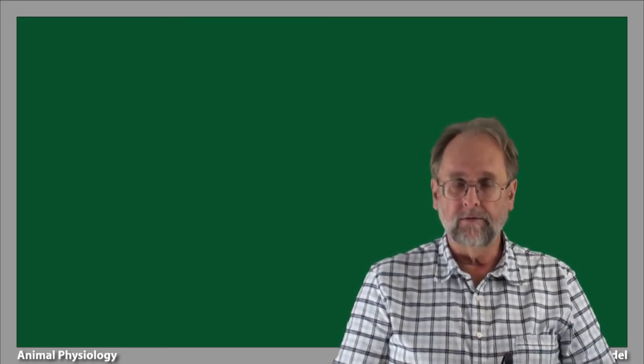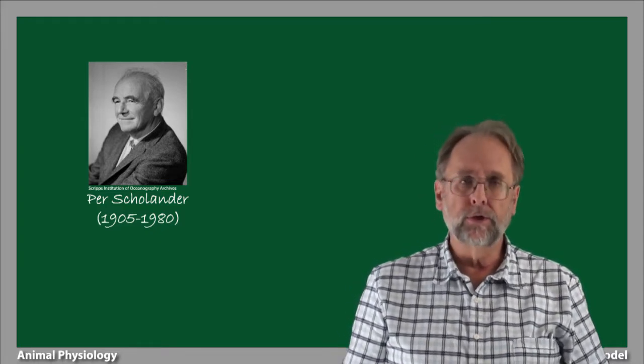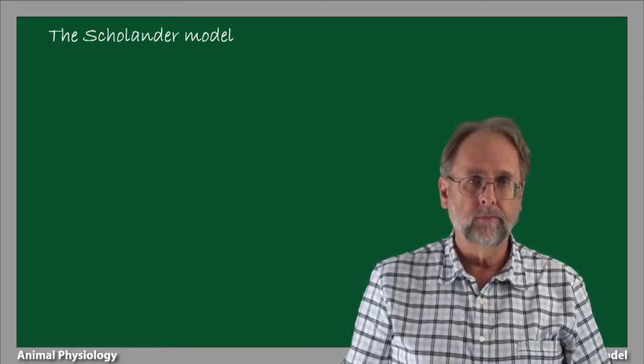This general model is the work of one of the greatest comparative physiologists of the 20th century, Per Scholander. Scholander made major contributions to the physiology of humans and other animals living in extreme environments. He also made significant contributions to the physiological adaptations of plants. One of his major contributions was working out the theory of the energetics of thermoregulation in homeotherms. His model is called the Scholander model.